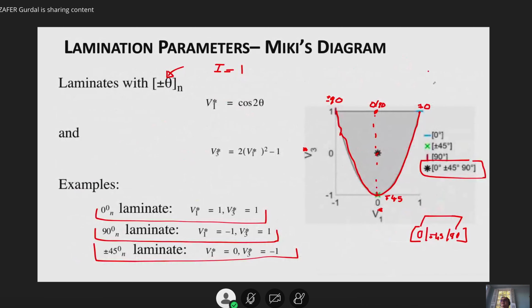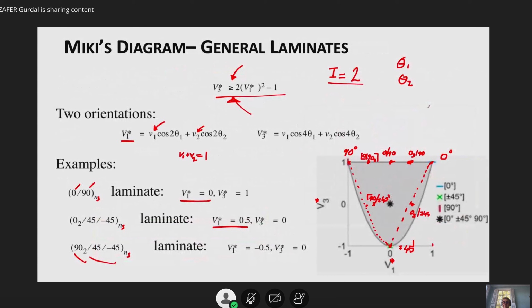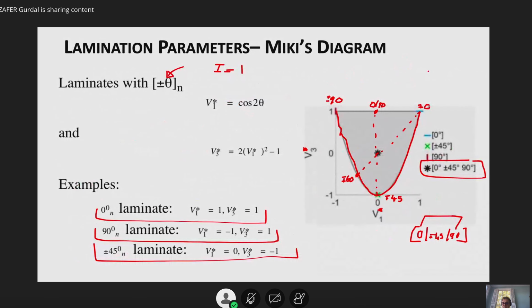This point here is plus minus 60. Two-thirds 0. Don't jump. This is ridiculous. Why does it jump all by itself?